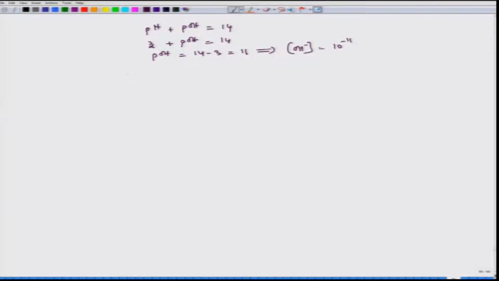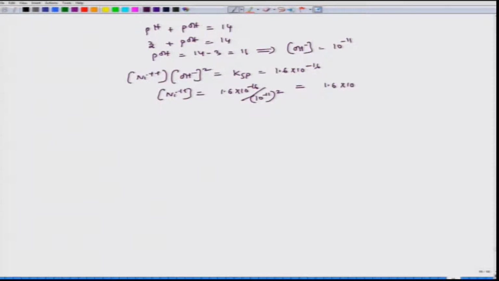Now, KSP remains the same. So, Ni plus plus times OH minus whole squared equals KSP, equal to 1.6 into 10 to the power minus 16. So the nickel ion concentration becomes 1.6 into 10 to the power minus 16 divided by 10 to the power minus 11 whole squared, which is 10 to the power minus 22, so 1.6 into 10 to the power 6. This is the nickel ion concentration in that solution.